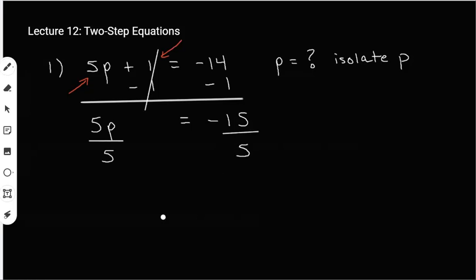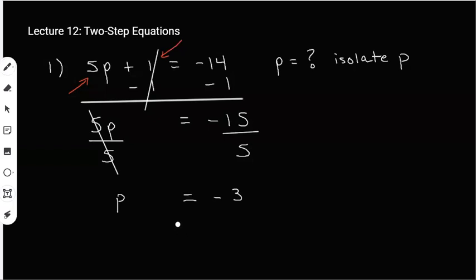So I draw my fraction bars, and now I'm getting ready to cancel out the 5s on the left side. So I can cancel out those 5s because 5 divided by 5 is just going to give me 1. So p is going to be the only thing that comes out from the left side. On the right side, I have all the numbers there. I have negative 15 divided by 5. That's going to give me negative 3. So that's going to be my answer, negative 3.